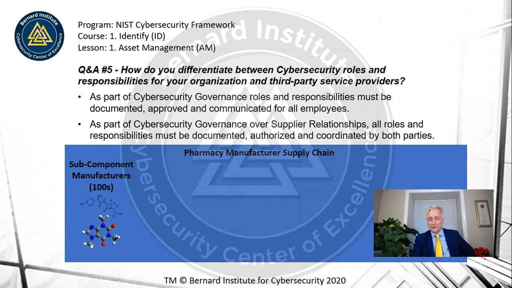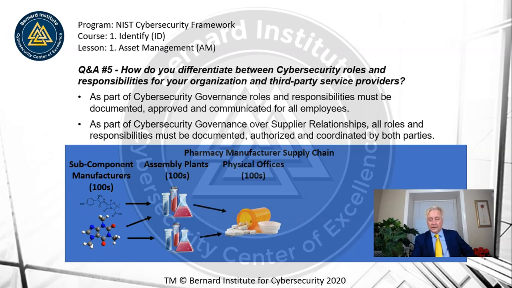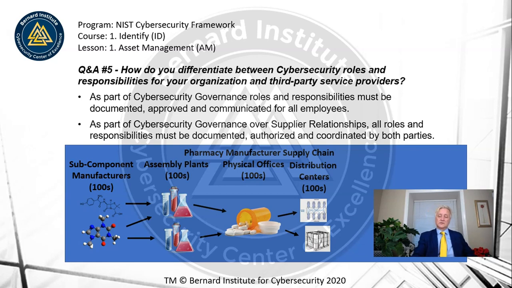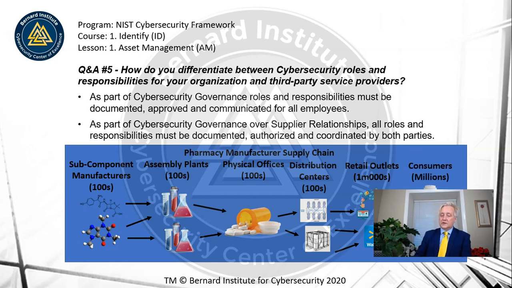For example, if we have subcomponent manufacturers and they provide raw materials to our services, then they must document their roles and responsibilities. The same with any assembly plants. So if raw materials are provided to an assembly plant, then they must document their roles and responsibilities. And then if we have any physical offices, they must also document their roles and responsibilities. And then moving forward, after the product or service has been created, then we have distribution centers. We have sales and marketing teams who sell our product in retail outlets, perhaps over the counter. And finally, consumers who access or purchase those assets.